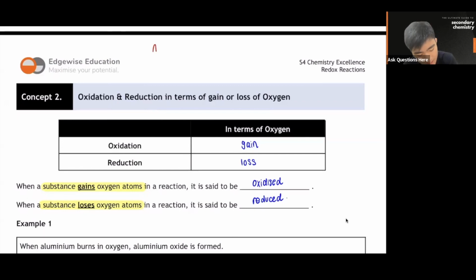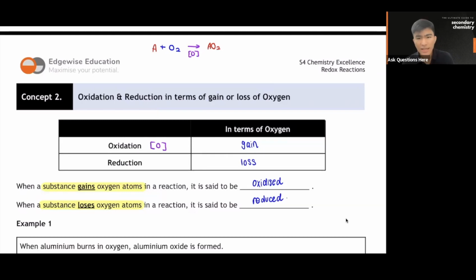Now, if I have element A and I react this together with oxygen, after the reaction I actually get this thing over here called AO2, where the A is bonded to the oxygen. When A gains the oxygen itself, this reaction is known as an oxidation reaction. And how do we represent oxidation reaction? We will put a square bracket, write O, and close the square bracket.